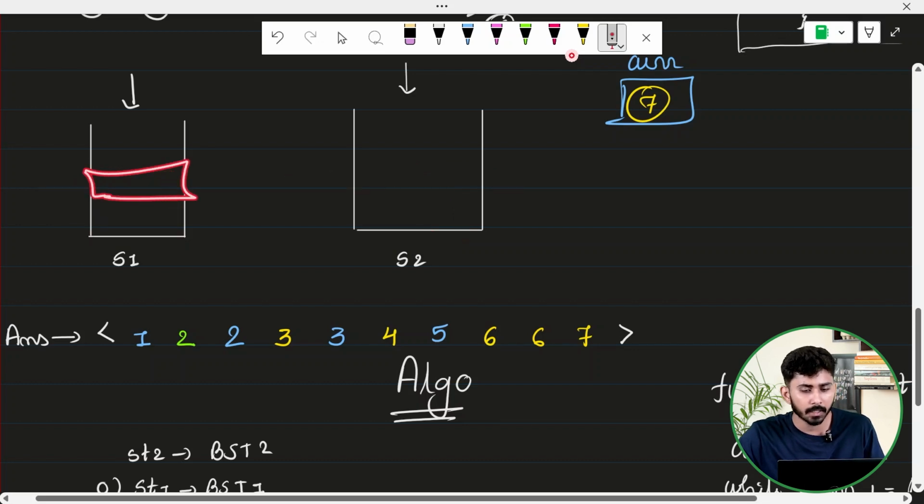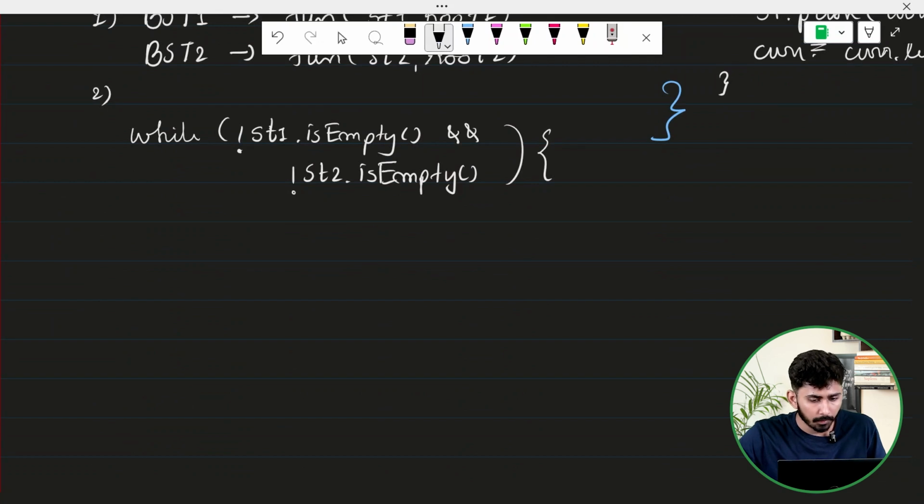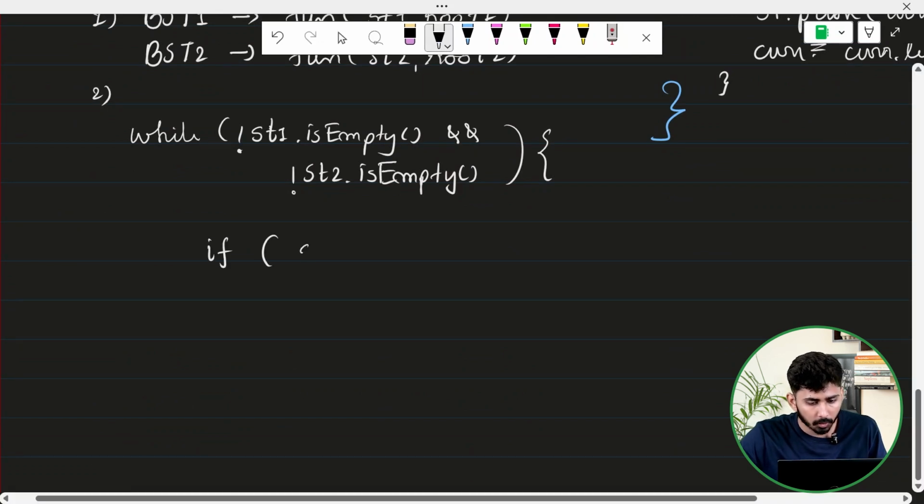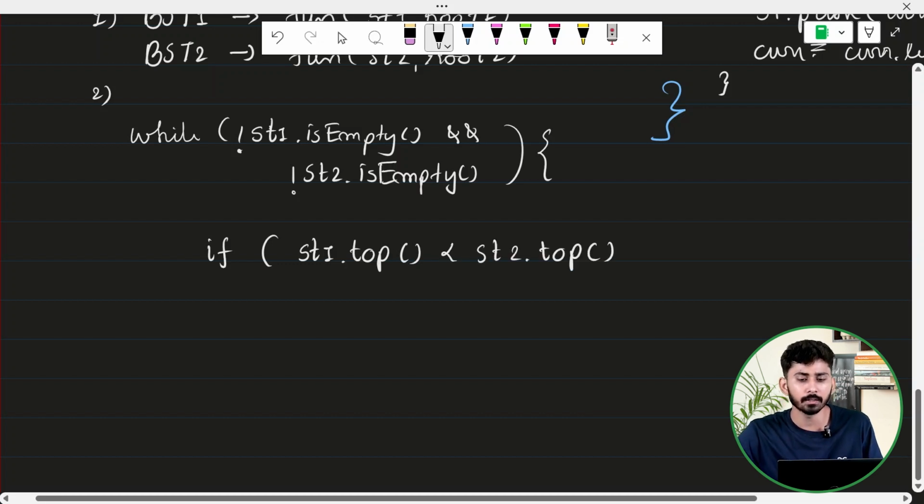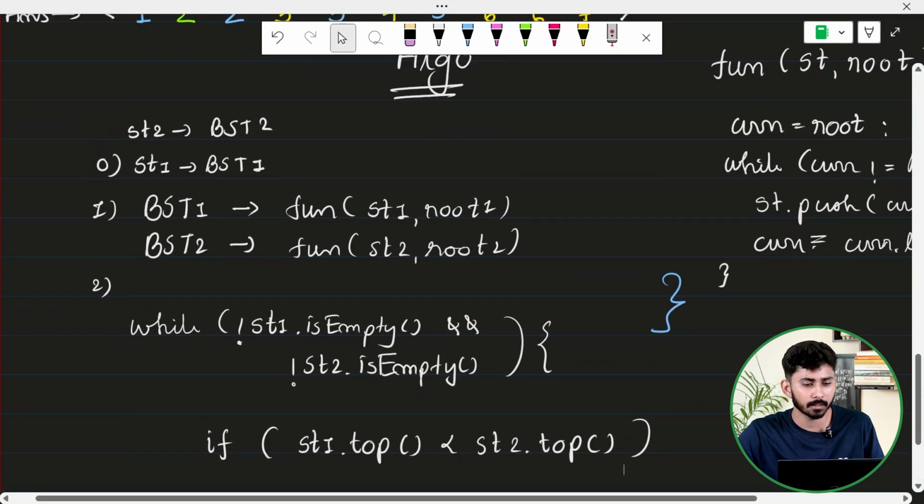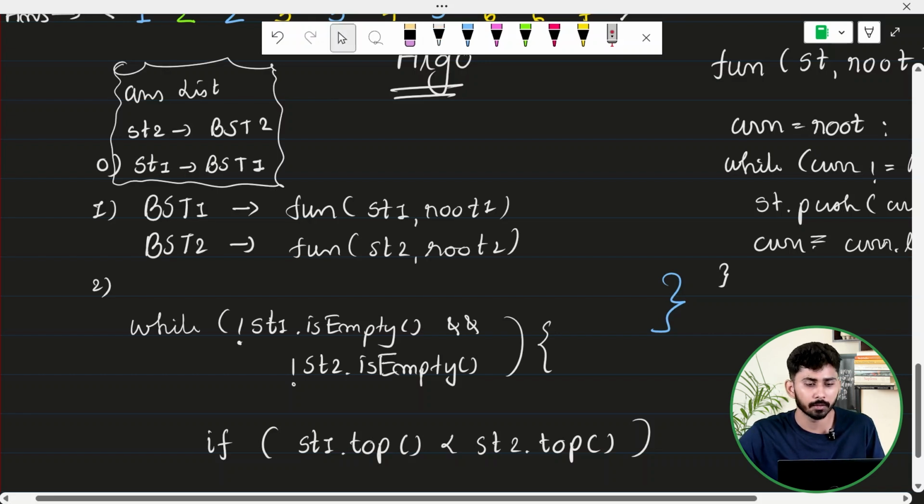So we check the top of stack 1 and the top of stack 2. If I find that the element at the top of stack 1, st1.top, is less than the element at the top of stack 2, then inside our answer list, let's say we have created an answer list somewhere over here, answer list is also there. These are some prerequisite variables we need to define, right?